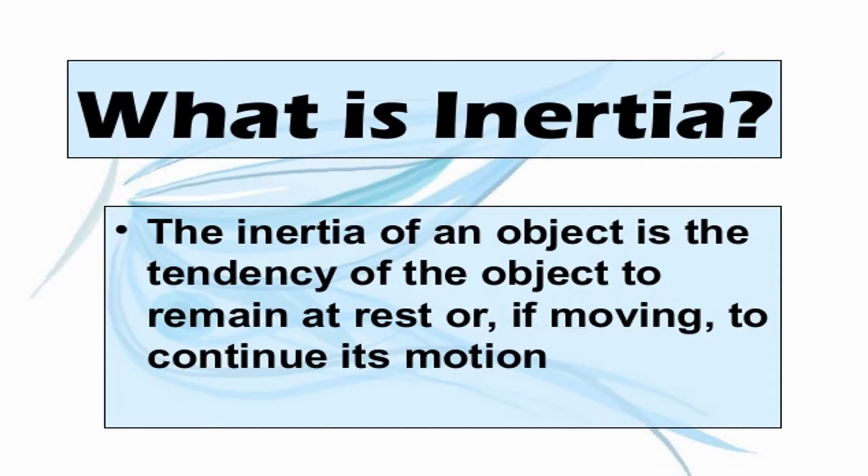So inertia is the tendency of an object to resist change in its state of motion. Or you can say the inertia of an object is the tendency of the object to remain at rest, or if moving, to continue its motion. So you now know what inertia is, and Newton's first law of motion is also called the law of inertia.